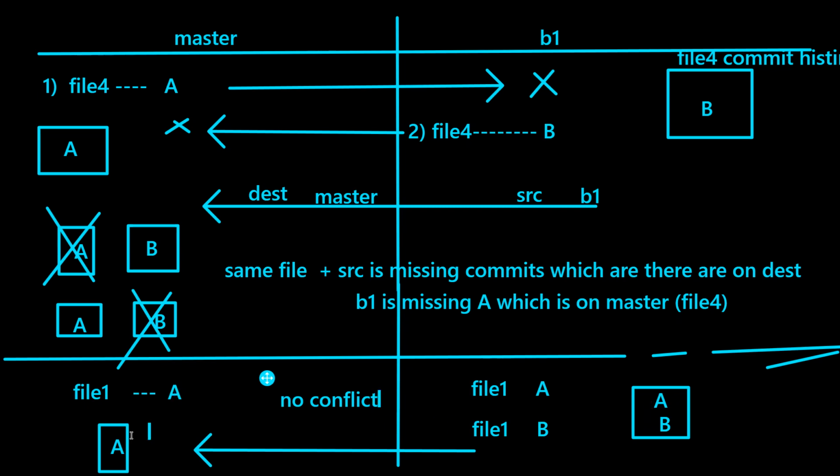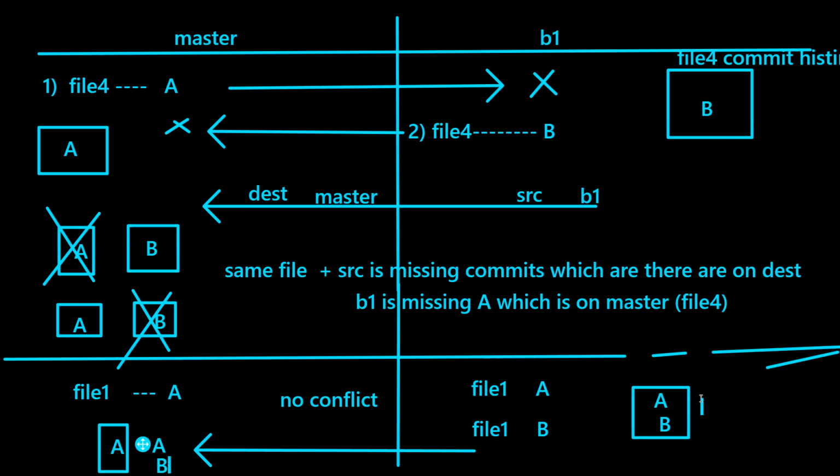So when it merges, it will put both A and B. There is no confusion about whether it should override A or ignore B. Everything is here. So this one will come and sit here when you merge A and B. It need not override and it need not ignore, because the source is not missing any commit. Understood, everyone?